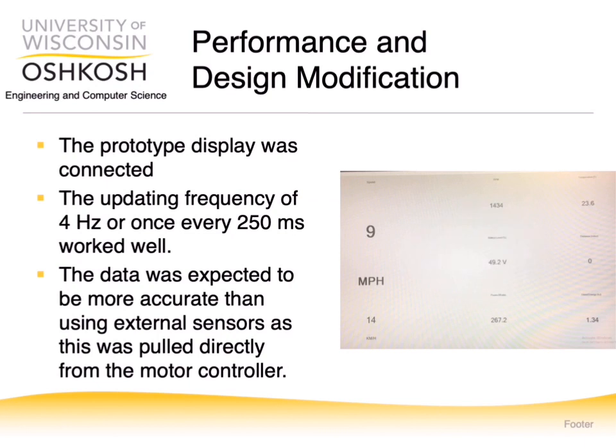Performance and design modification. At the end, the prototype display was connected and worked fine. The updating frequency of 4 Hz, which is a quarter second, worked well. The data was expected to be more accurate than using external sensors, as this was pulled directly from the motor controller.